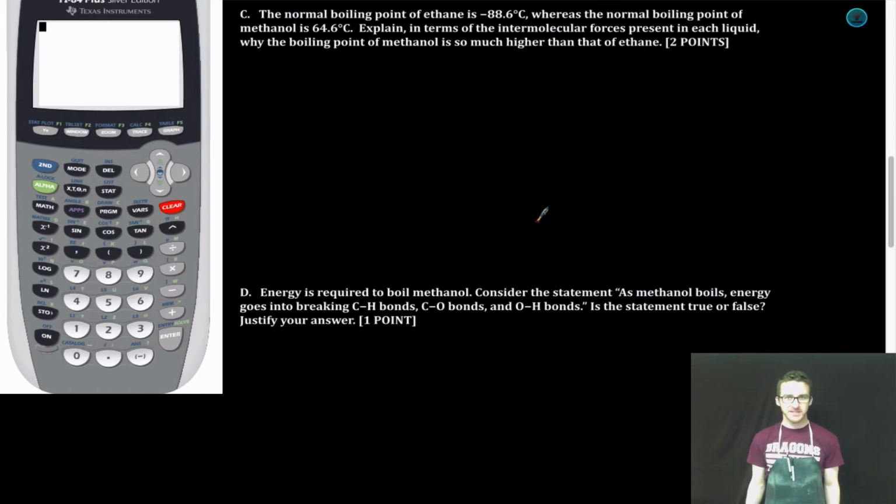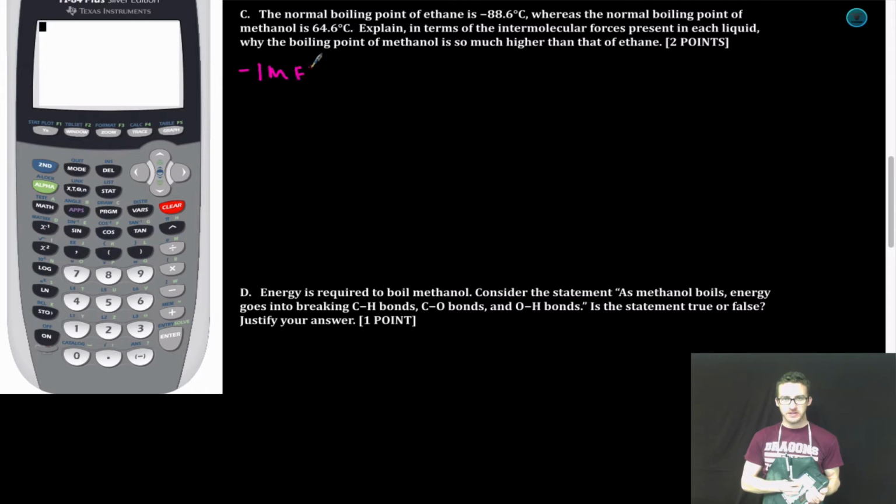Boom. Part C. The normal boiling point of ethane is negative 88.6 degrees Celsius, whereas the normal boiling point of methanol is 64.6 degrees Celsius. Explain, in terms of the intermolecular forces present in each liquid, why the boiling point of methanol is so much higher than that of ethane.